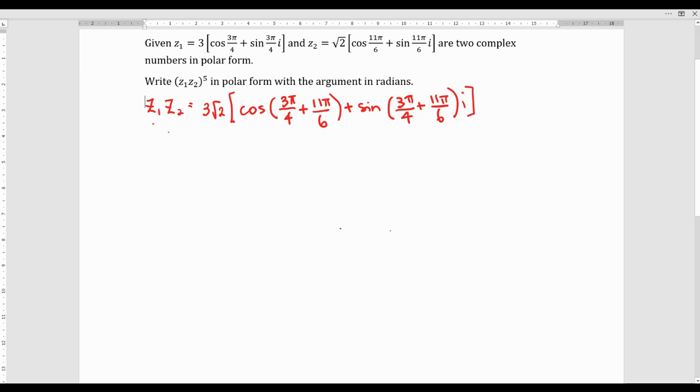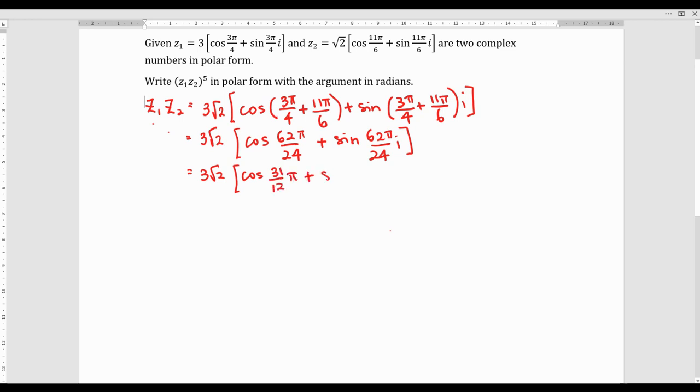All right, and then next we are going to simplify. So we have 3 times the modulus of Z2, and if we multiply, the argument should be 62 pi over 24, which is also the same for sine. So 62 pi over 24 and put i. Then I'm going to further simplify this. I should have 31 over 12 pi.